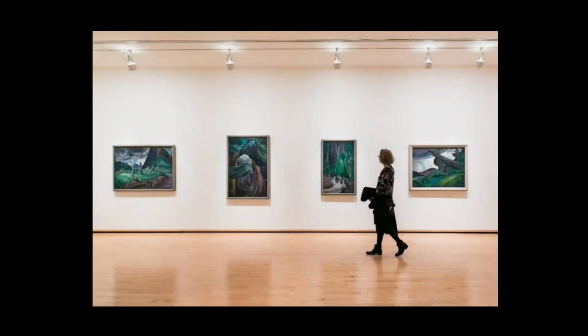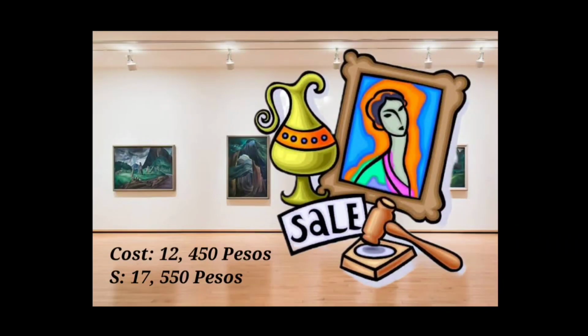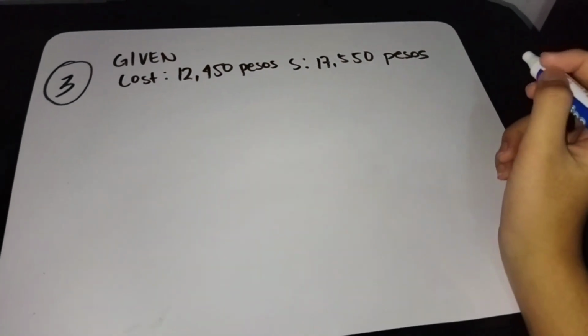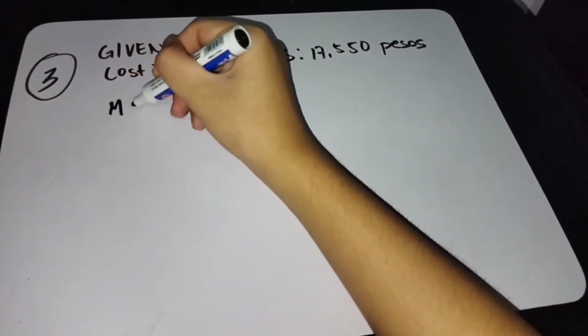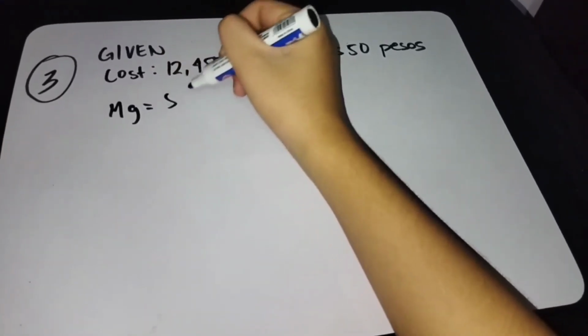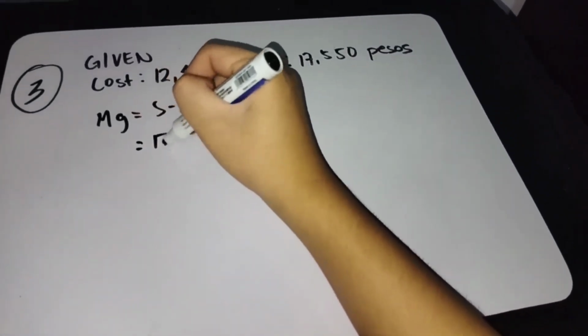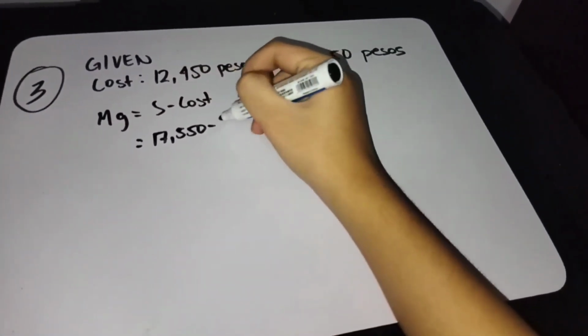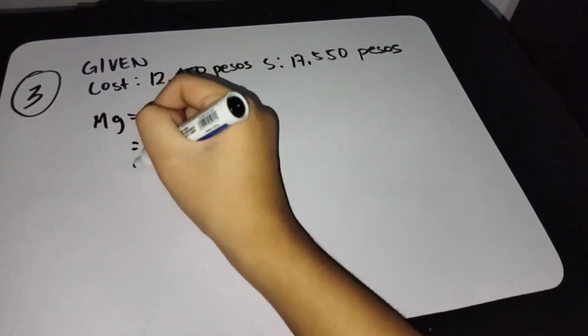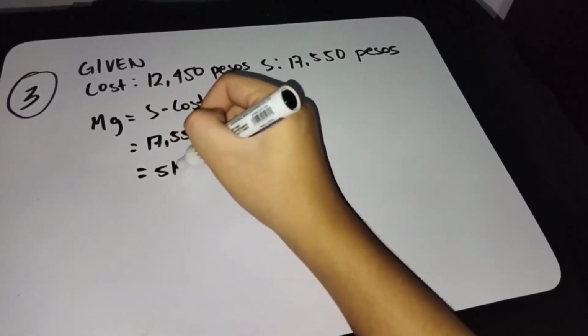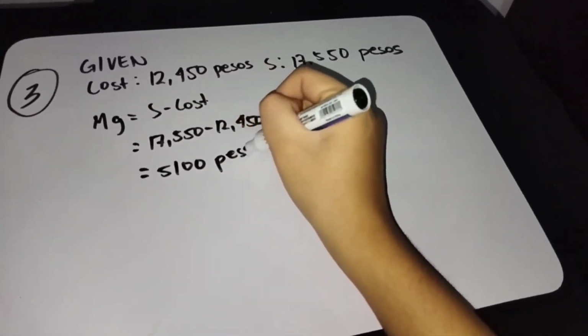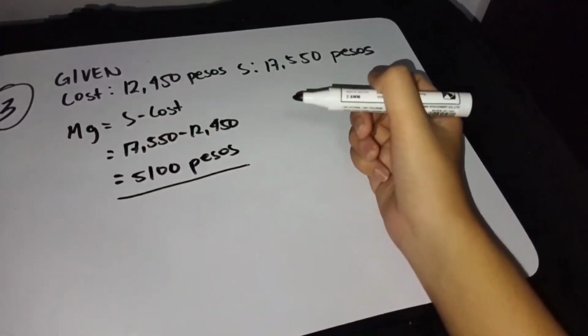For our third example, we need to find the gross margin rate of a painting if the cost of making it was 12,450 pesos and it got sold for 17,550 pesos. First, we need to find the margin using the formula S minus cost. So, that will be 17,550 minus 12,450. The answer would be 5,100 pesos. So, that is now the gross margin.